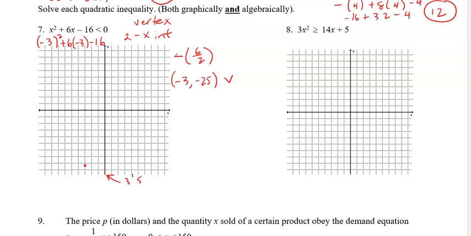To find the x-intercepts, I'm going to use factoring because there are factors of negative 16 that add up to positive 6. It's positive 8 and minus 2. If you want to use quadratic formula here, that's okay. But my 2 x-intercepts are positive 2 and negative 8. And that's really all you need for these problems when you're solving graphically. Just these 3 points.